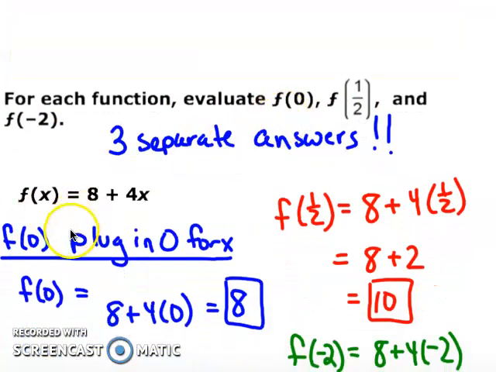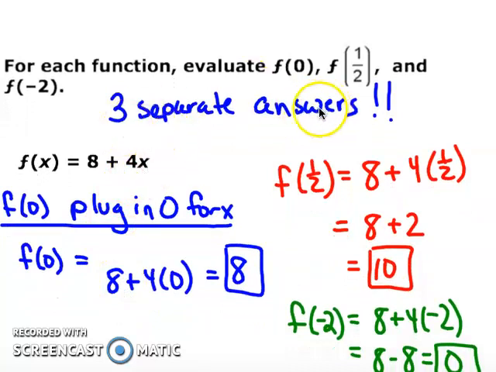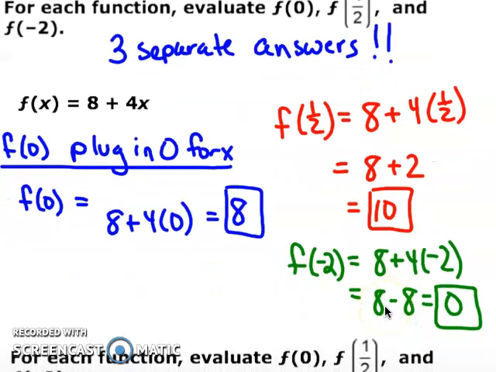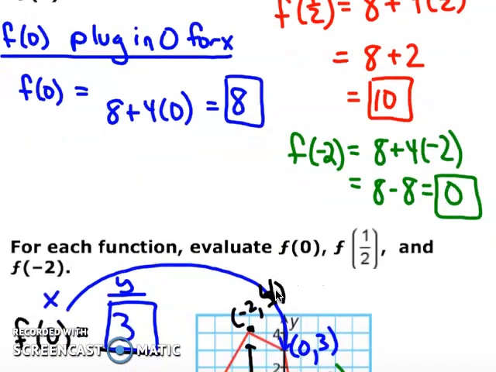So we're going to plug in 0 first. So 8 plus 4 times 0 is 8. So f of 0 equals 8. Then we're going to plug in a half. So f of a half is equal to 8 plus 4 times half. 8 plus half of 4, which is 2, equals 10. And then we're going to plug in a negative 2. So 8 plus 4 times negative 2, it's in the green, is 8 minus 8, which is 0. Those are my 3 answers.